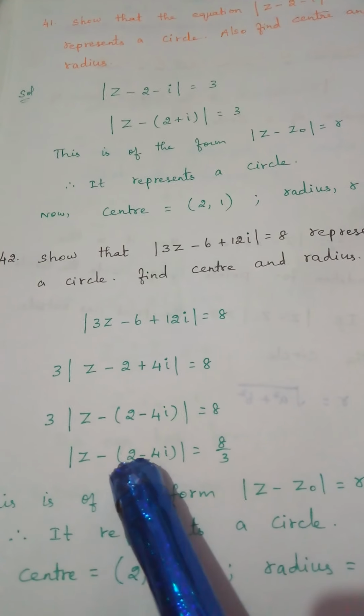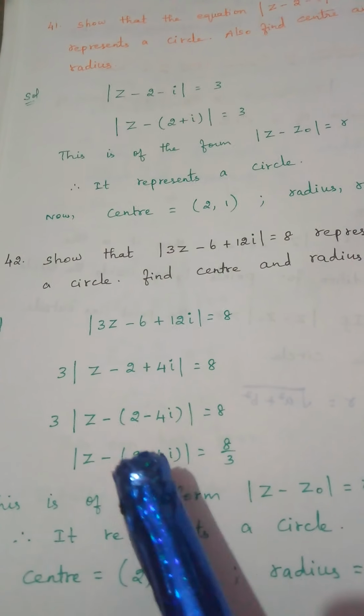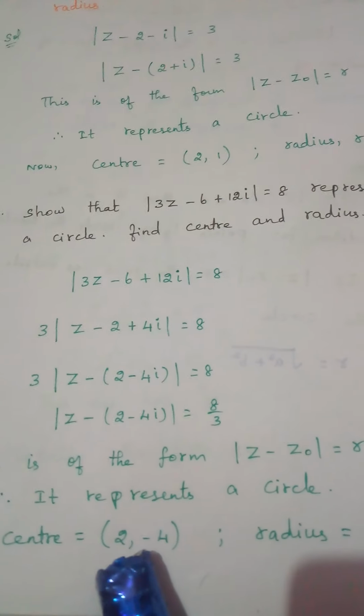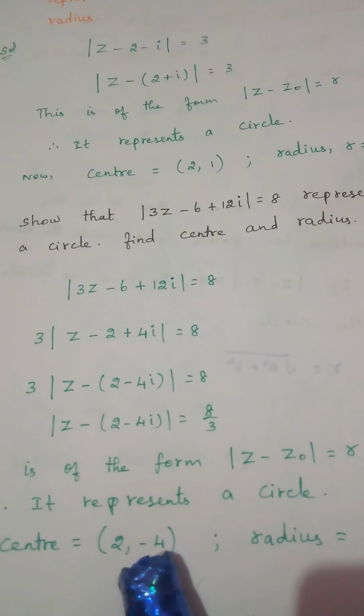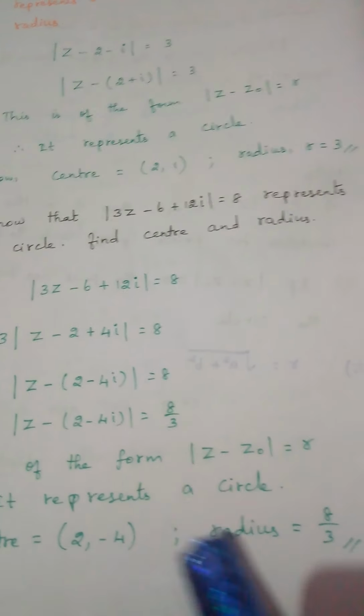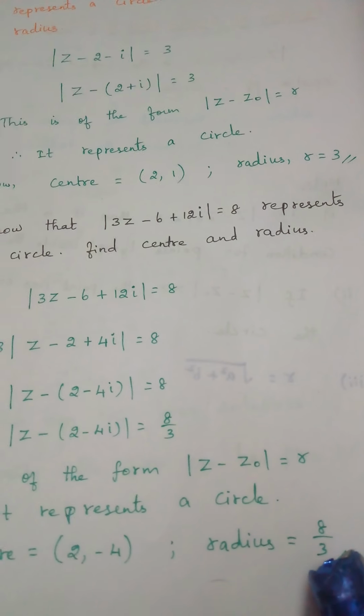What is the center? By seeing this we can say what the center is. The real part is 2, the imaginary part is minus 4. So the center is 2 comma minus 4. What is the radius? The number present on the right hand side. So the radius is equal to 8 by 3. I think you will understand this.